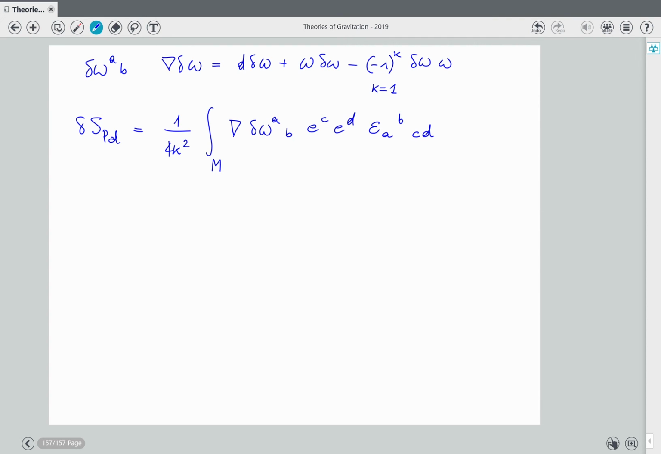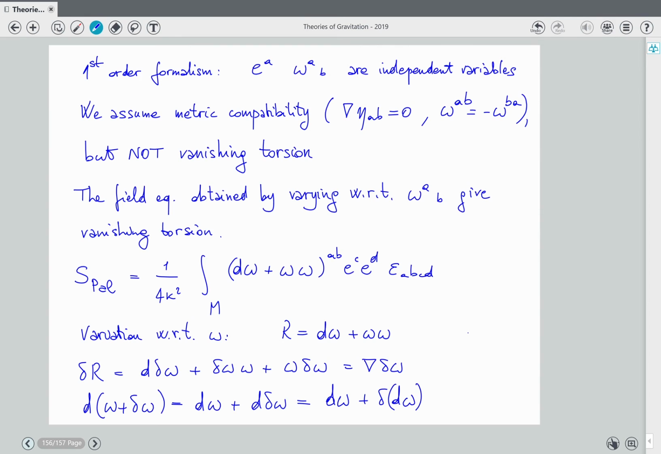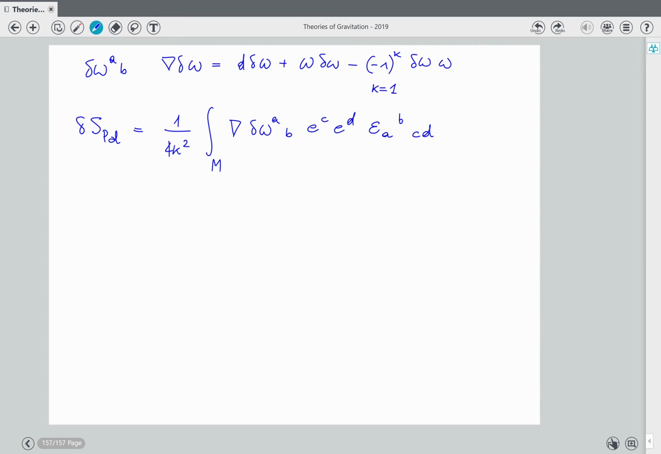Now we can, of course, raise and lower the indices inside and outside the covariant derivative. That we can do. Why? Because we are assuming metric compatibility. So that's something we can do, but for the moment we can, for the sake of precision, start from this formula, which is very precise, and then we will see how to manipulate it.